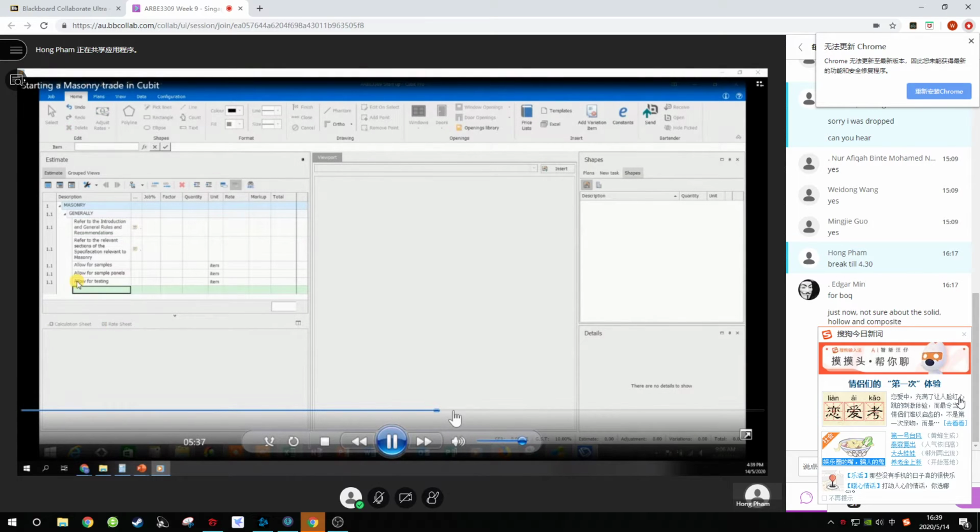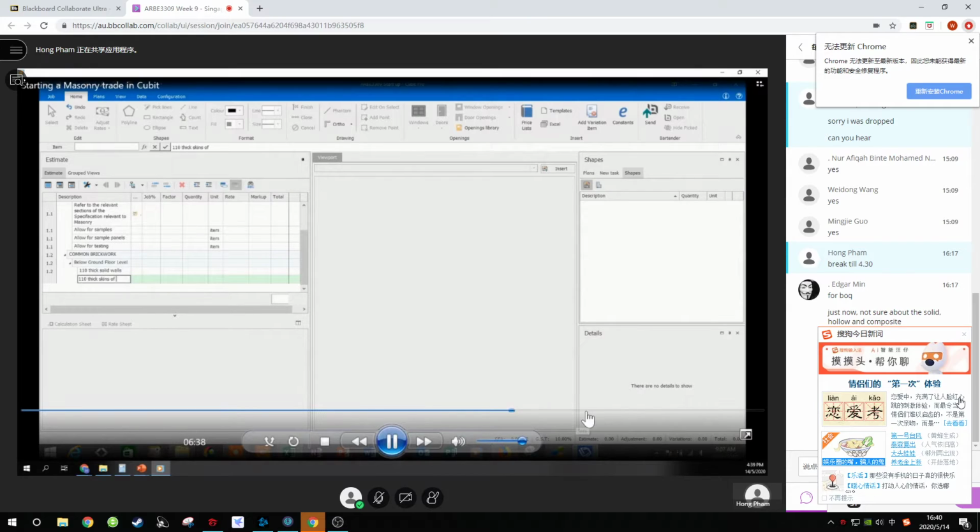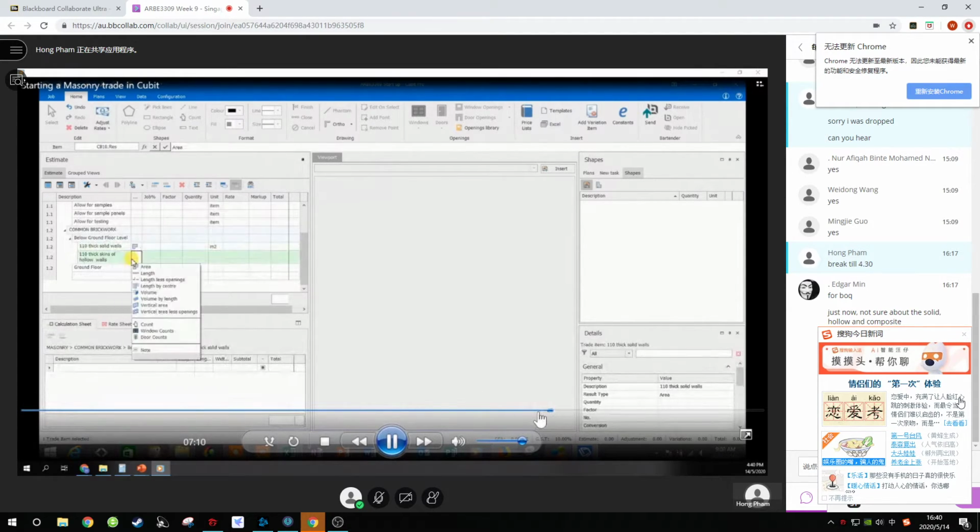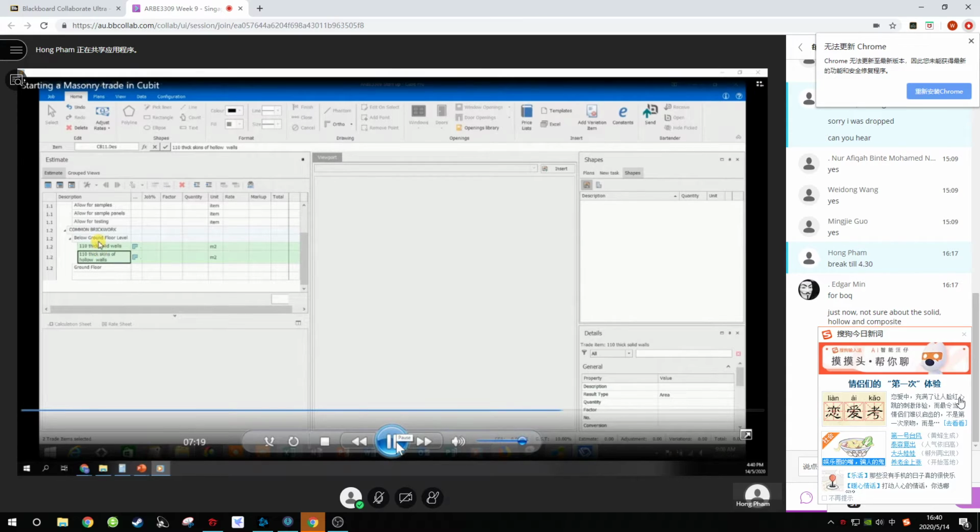The next thing we want to do is notch of hollow walls, and we're going to measure the area of that one. And we say, well, we're going to have those same items. Control, and click on each one, and Control C. Okay.